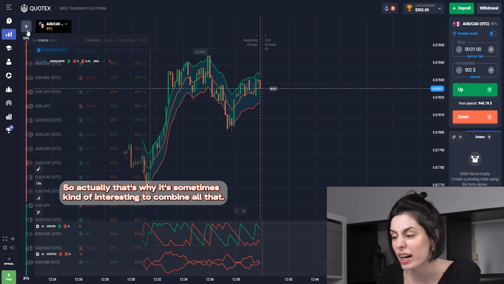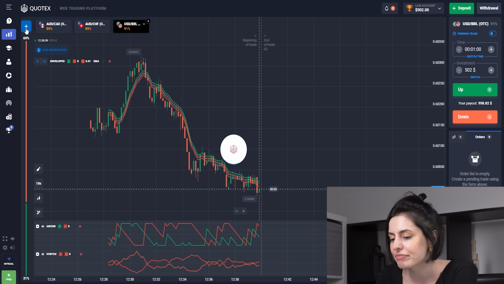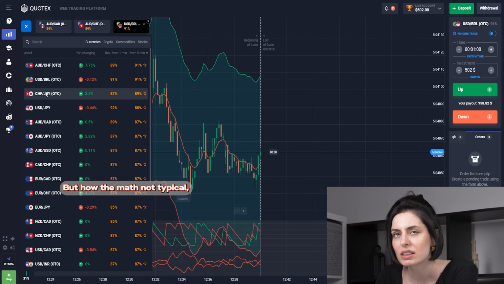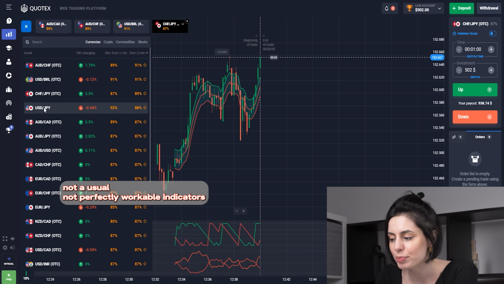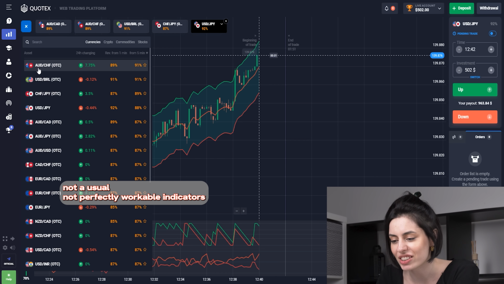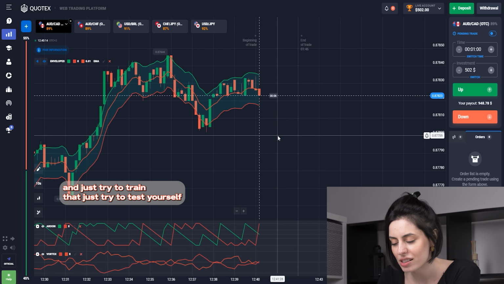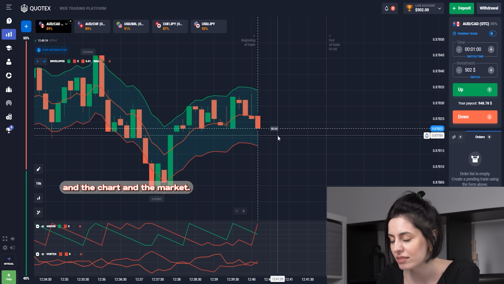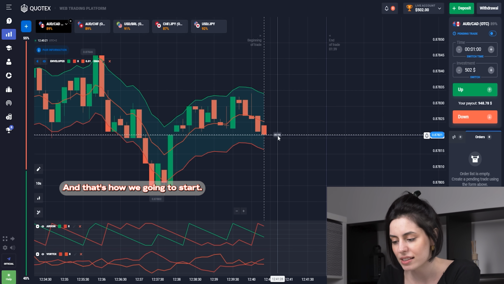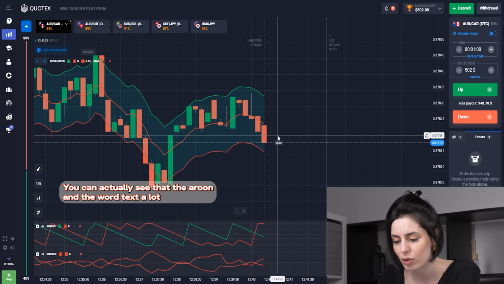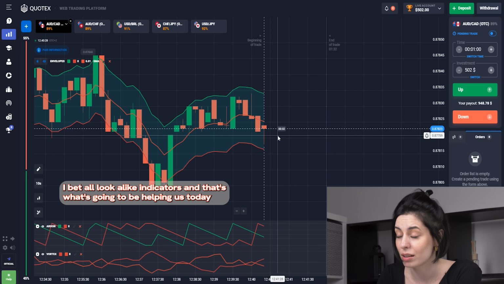So that's why it's sometimes kind of interesting to combine all that, I don't know, not typical, not usual, not perfectly working indicators, and just try to trade that. Just try to test yourself and the chart and the market. Okay, this is it, and that's how we're gonna start. You can actually see that the rune and the vortex look a little bit like alike indicators, and that's what's gonna be helping us today.